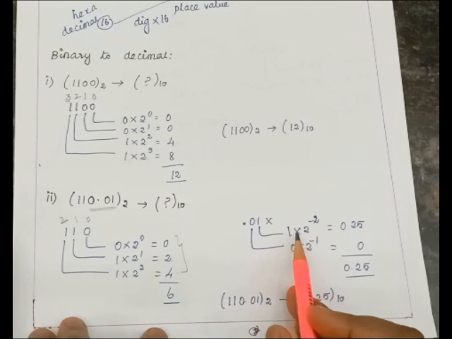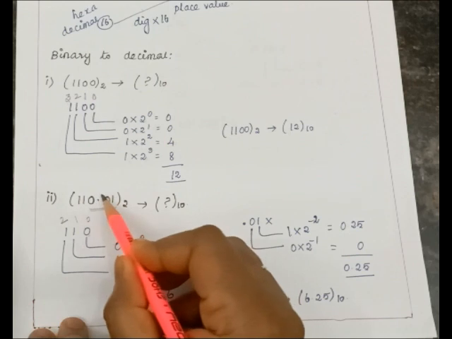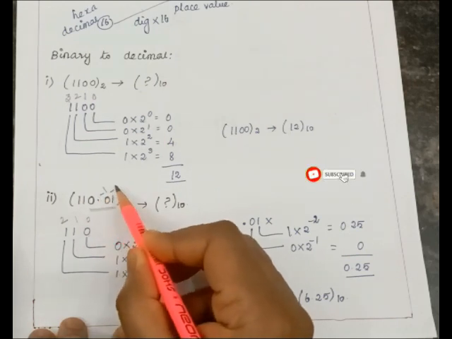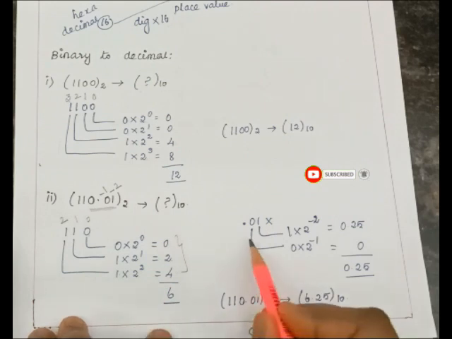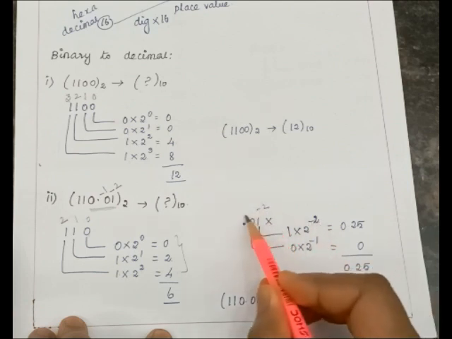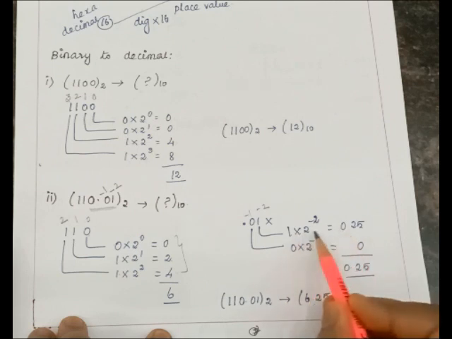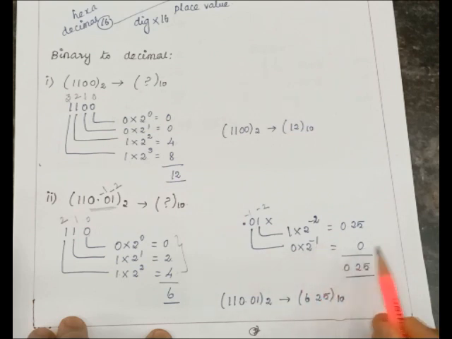For the fractional part, the place value is calculated from the MSB, so the first digit will be minus 1, and for this 1 the place value is minus 2. So 1 into 2 power minus 2, and for this 0 the place value is minus 1, that is 0 into 2 power minus 1. So 1 into 2 power minus 2 equal to 0.25, and 0 into 2 power minus 1 equal to 0. Adding these two we get 0.25. So consolidating these two, 6.25 is the decimal number for this binary number.